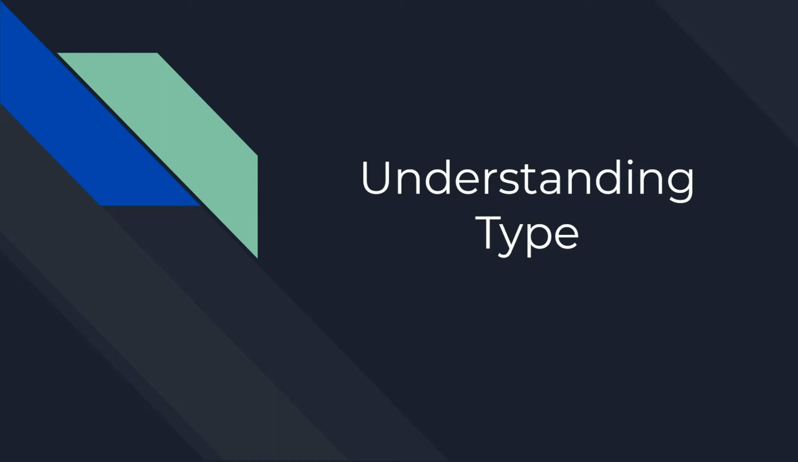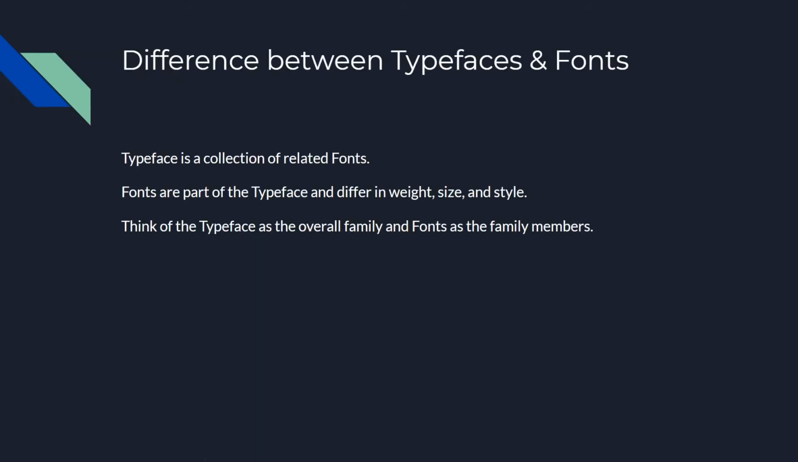And in this one, we're going to be talking a little bit more about type and how to use it when it comes to designing things. Now, first we're going to figure out what is the difference between a typeface and a font. Well, a typeface is a collection of related fonts that are put together. And a font is a part of a typeface, and fonts can differ in their weight, size, and style. So a very good way to think of it is that the typeface is the overall family, and the fonts are the family members of the typeface.